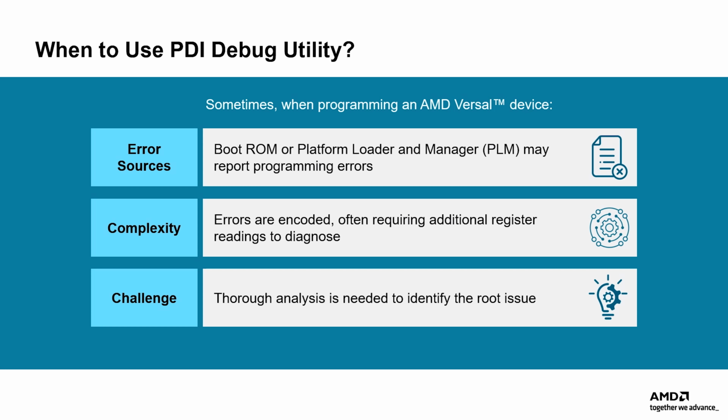When programming an AMD Versal device, you might encounter programming errors. These errors can be reported by the device's boot ROM or might come from the Platform Loader and Manager, PLM, software. Understanding and analyzing these boot errors can be challenging as they are encoded and might require reading additional registers to identify the root issue.